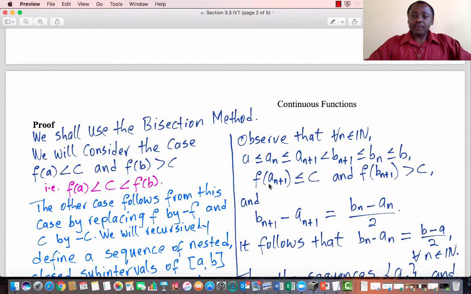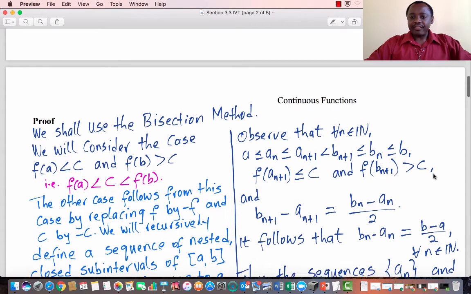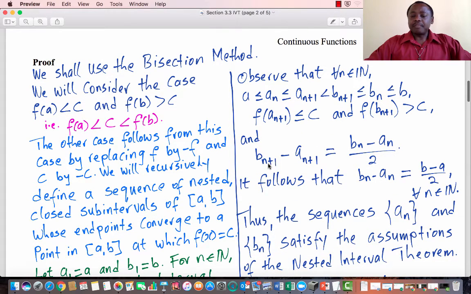Number 2, f of an plus 1 is less than or equal to c from how we define our function f, and f of bn plus 1 is strictly greater than c. And thirdly, bn plus 1 minus an plus 1 equals bn minus an, all of that divided by 2. Therefore, it follows that bn minus an equals b minus a divided by 2 for every natural number n.